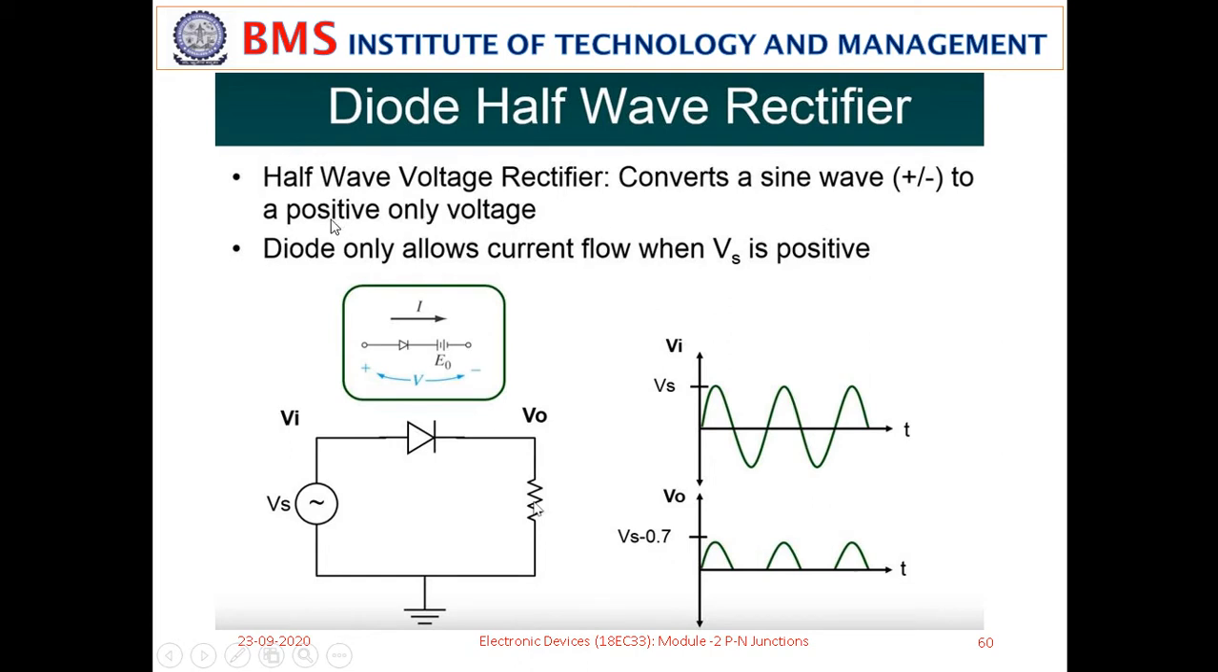It suppresses the negative cycle and retains only the positive half cycle. Diode current flows only during the positive half cycle. This is the half wave rectifier circuit. You can see there is an AC voltage source, which is fed into the diode. Whenever the positive cycle comes, the diode conducts because it becomes forward biased, and current flows through this resistor. So, the positive half cycles are passed. Since current flows through the resistor, the voltage across this resistor gives you the positive half cycle like this.